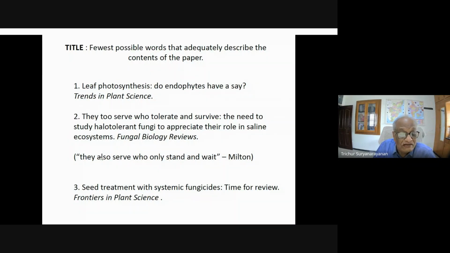Now, we chose this title based on Milton's poem, who says in one of his poems, "They also serve who only stand and wait." So, something like that, to make it, what shall I say, attractive. The referees as well as the editors, the first sentence they said was, oh, they've chosen a nice title. And then look at this: seed treatment with systemic fungicides. Time for review.